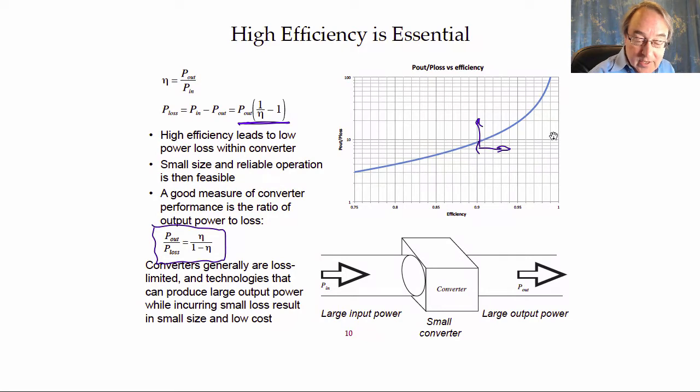So the higher we can get on this curve, the smaller our converter can be, and the more input and output power it can produce. Well, this drawing here is meant to represent a very small size converter with very large input and output converters. So we have a very small converter with very high efficiency that processes a very large amount of electric power.